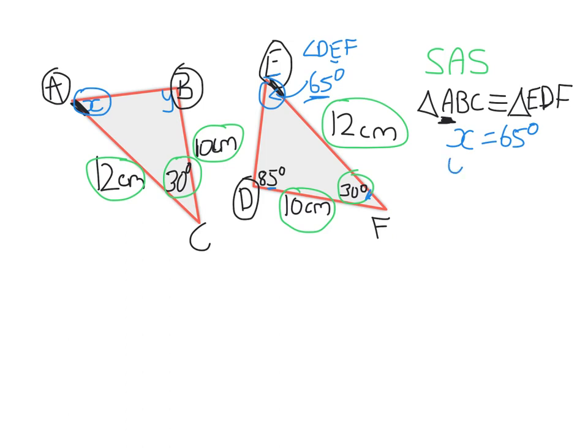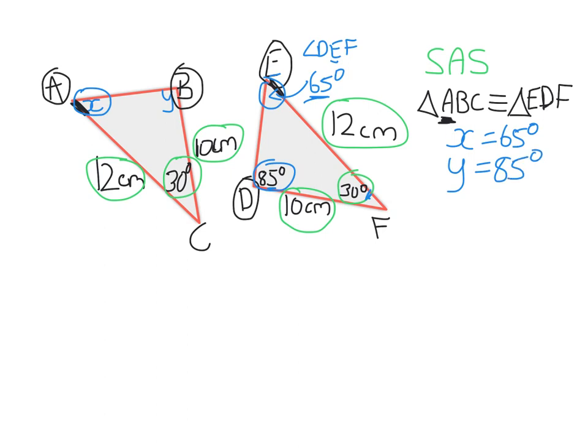Similarly, Y. Y is at vertex B. Y corresponds to the one at vertex D, this one here. So Y must be 85 degrees. How easy is that?